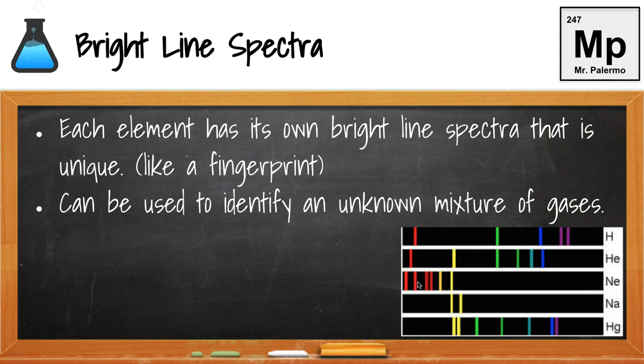And because each element has a different number of electrons as well as energy levels, it's going to produce different bands of light, or bright line spectra, that are unique to each element. It's like a fingerprint. And we can use this to identify unknown mixtures of gases. Because if you notice here, just in these examples, none of the bright line spectra match each other because they are all unique. And all of these lines correspond to electrons going back to their ground state configuration, so dropping from one energy level to the next.